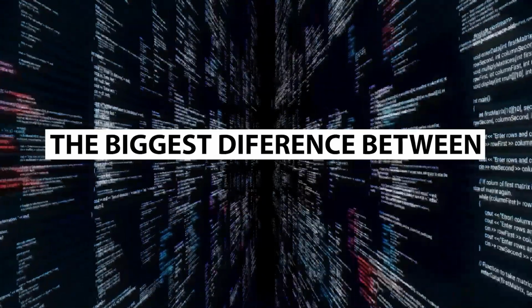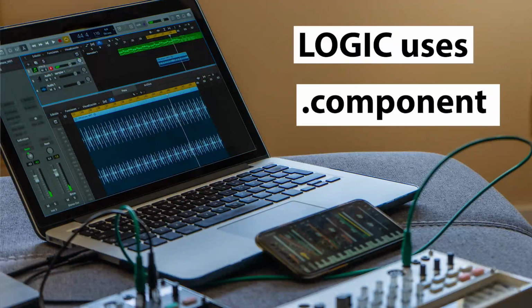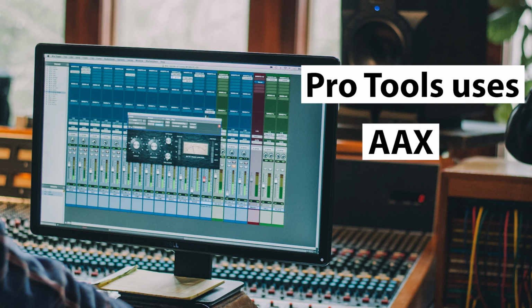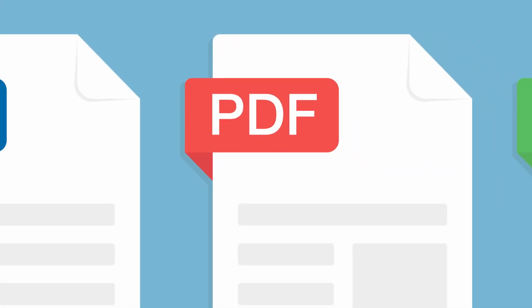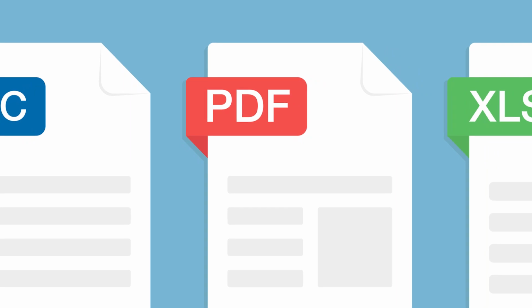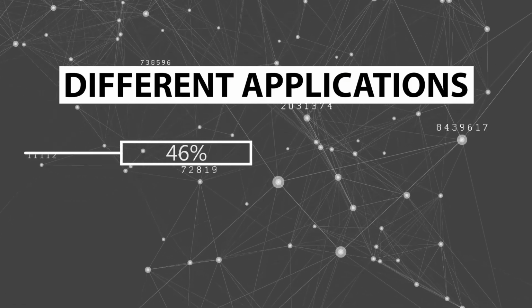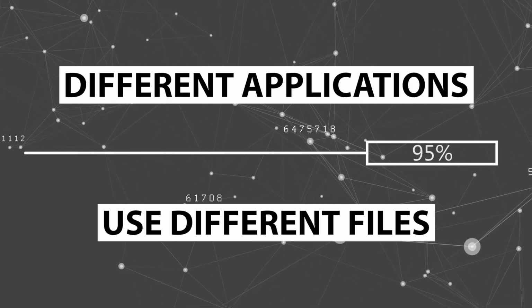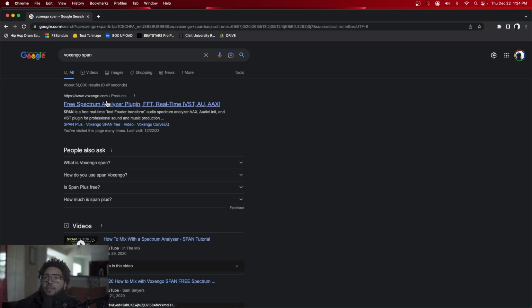The biggest difference between AAX and .component is just which application is using the file. So I like to think of it as the difference between a PDF file and a Word doc or an Excel doc. It's just different applications use different files. So I'm just gonna go to a plugin I know I don't have that's free.